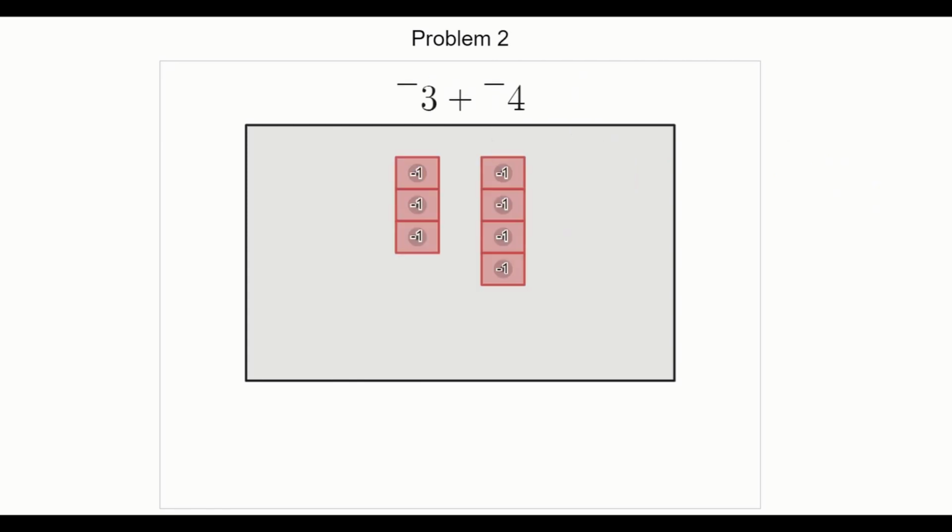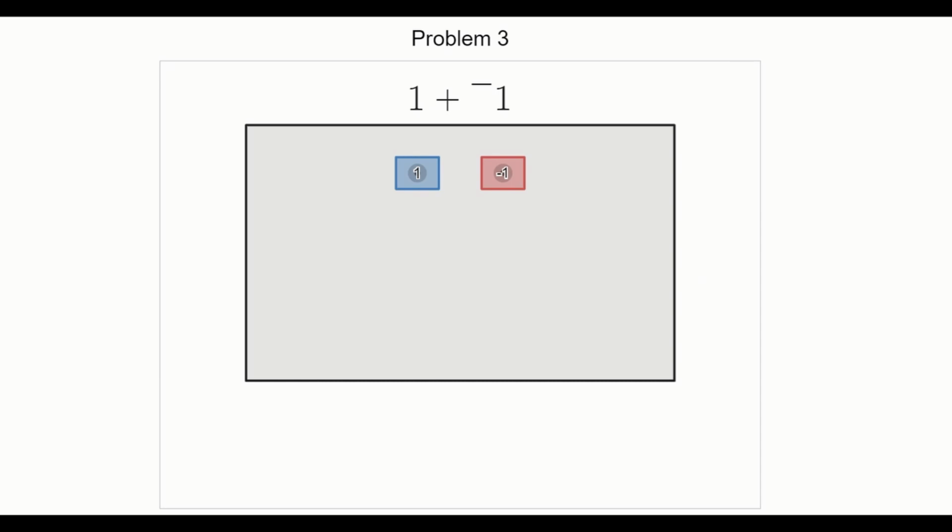Problem 2. Negative 3 plus negative 4. Using algebra tiles, we can represent negative integers using these red tiles. For example, negative 3 can be 3 of these red tiles, and negative 4 can be represented by 4 of these red tiles. So to add these up, we just need to count how many tiles there are. So 1, 2, 3, 4, 5, 6, 7. So we have 7 tiles altogether, but we need to be careful. These aren't just any color tiles, these are negative tiles. So our answer is actually going to be negative 7.